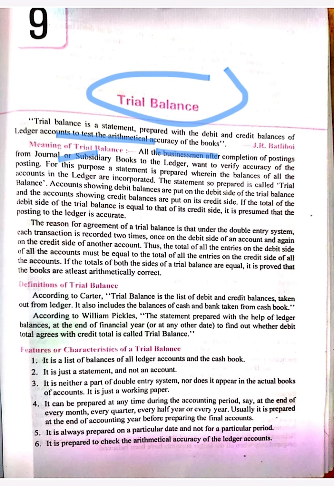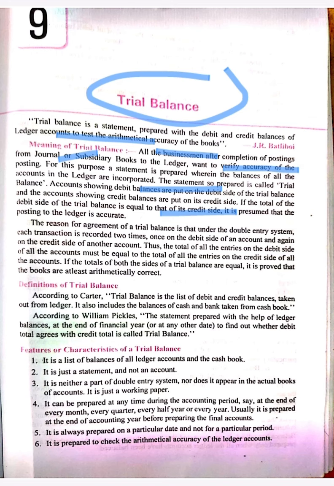All the businessmen, after completion of posting from the journal or subsidiary books to the ledger, want to verify the accuracy of the posting. For this purpose, a statement is prepared wherein the balances of all the accounts in the ledger are incorporated. The statement so prepared is called the trial balance. The accounts showing debit balance are put on the debit side of the trial balance, and the accounts showing credit balance are put on the credit side, and the totals of the trial balance should be tallied and should match.